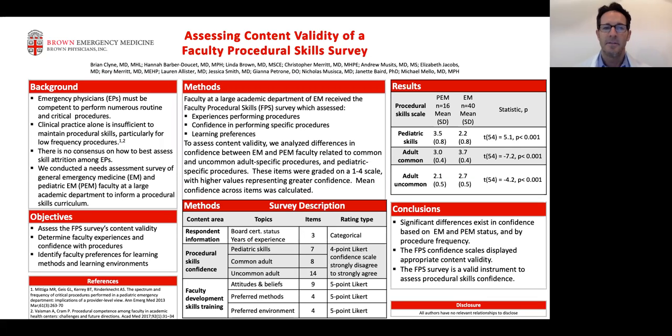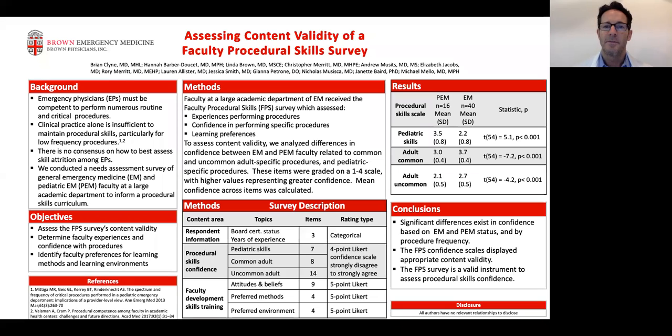And so in the interest of developing a procedural skills curriculum for our faculty, we initially conducted a needs assessment to determine faculty's experience with procedures. This is the first of two abstracts that descends from a faculty procedural skills survey that we developed. One of the first steps we did was to assess the content validity of said survey. In addition, we sought to determine faculty experiences across a range of different procedures, and then ultimately identify their learning preferences as we devised a curriculum.